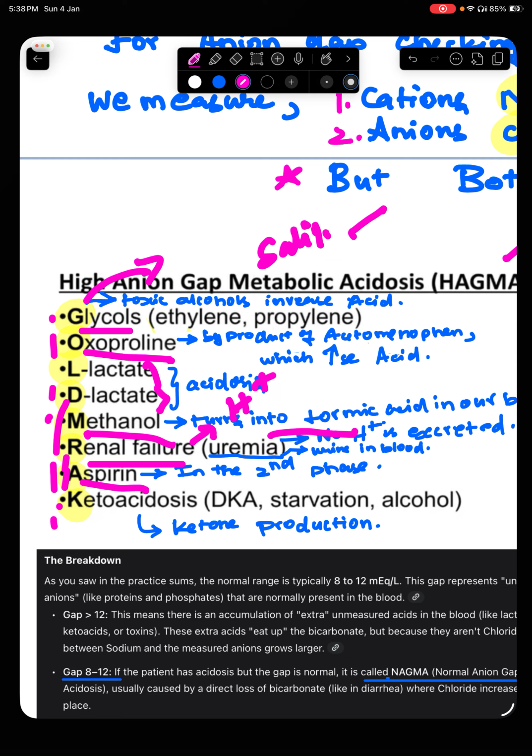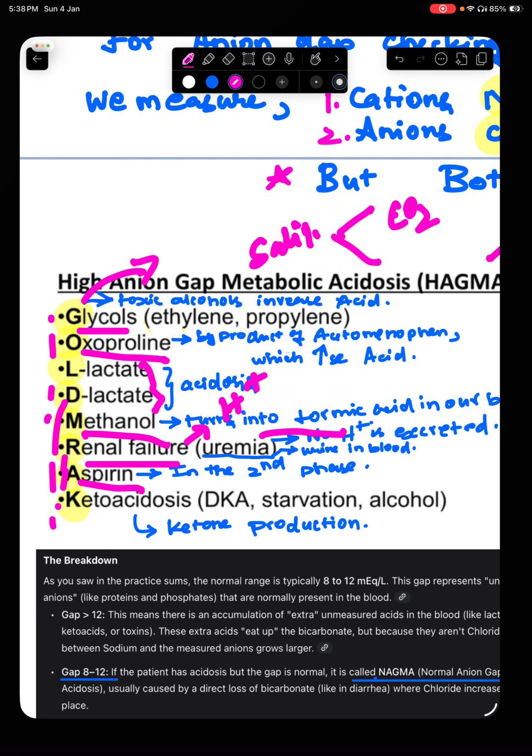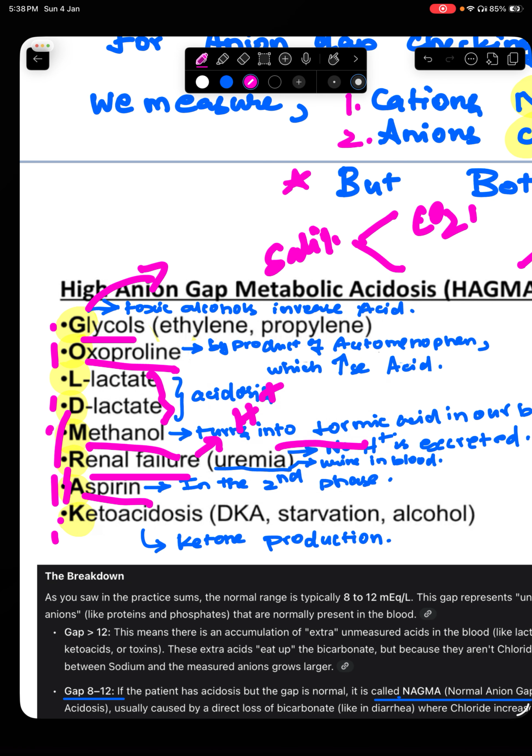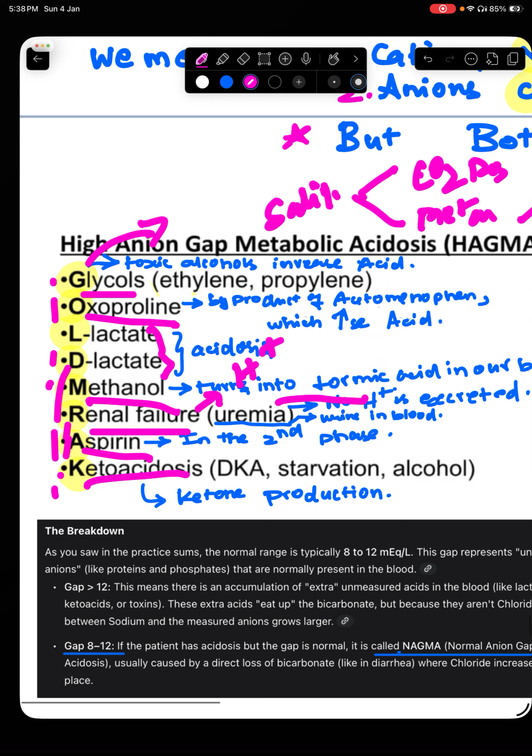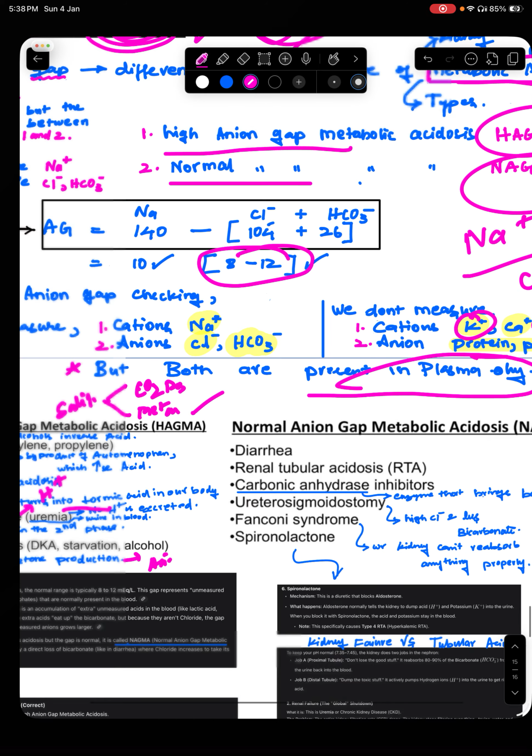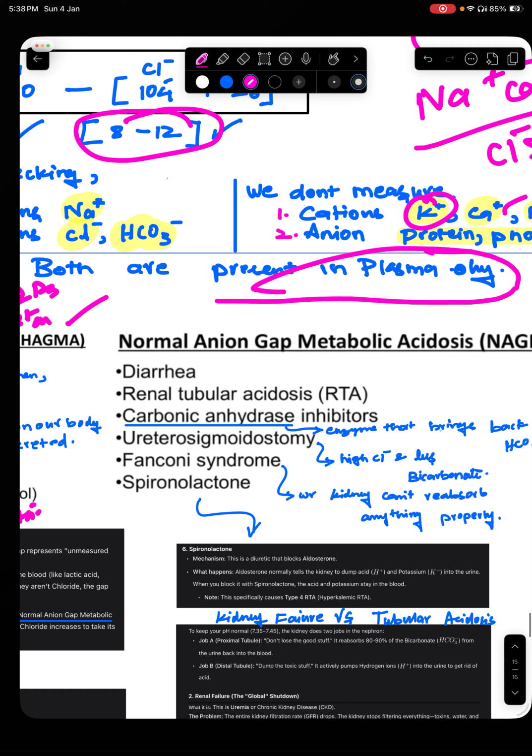Okay, in the first phase, it increases ventilation, that is hyperventilation, so CO2 is released out a lot, so that causes respiratory alkalosis. But in the second phase, it causes metabolic acidosis. Then ketoacidosis is ketone production. Ketone bodies are acid in nature, so metabolic acidosis, normal anion gap metabolic acidosis.